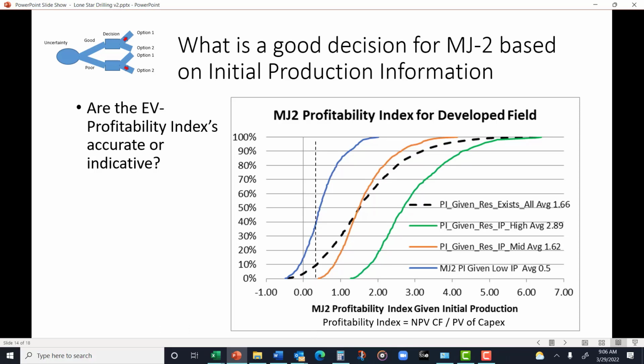There's our 0.3 line. Oh, I guess I misspoke. It's 40%.